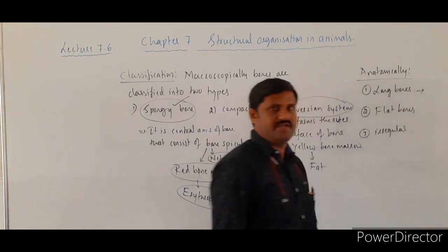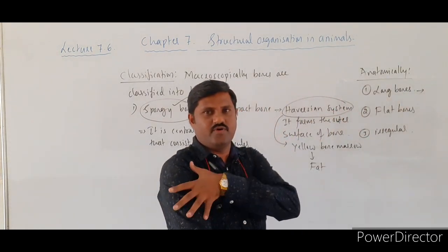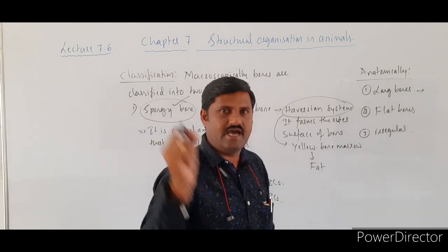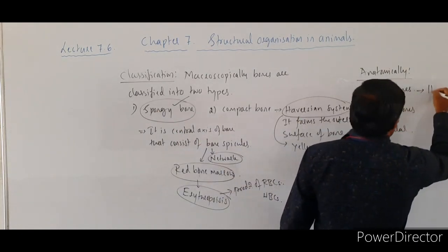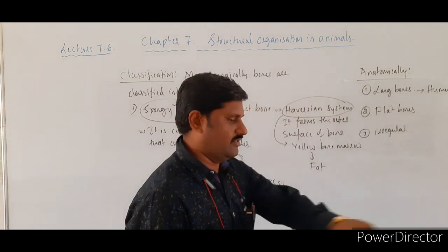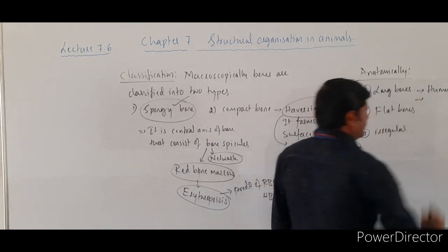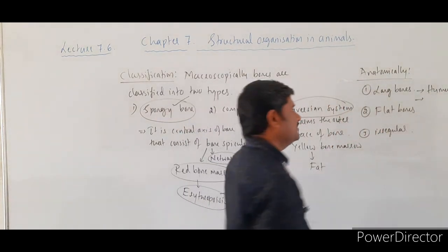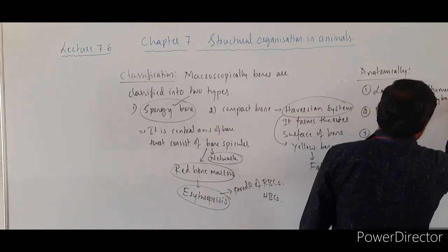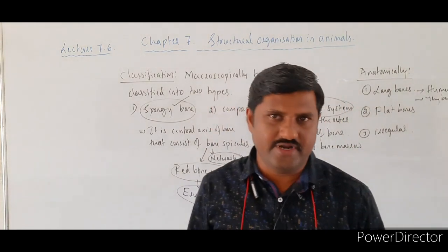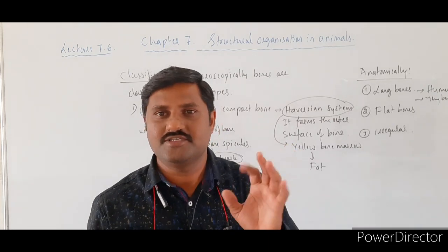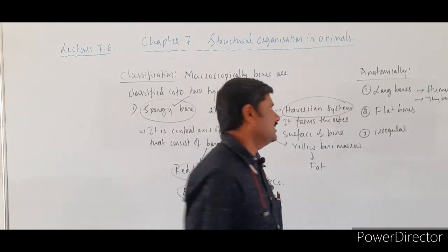Long bones, best example: in the upper part of the forelimb there is one bone, single and long, that is the humerus. And the second is the thigh bone, right? The thigh bone is the longest bone in our body. So the thigh bone as well as the humerus are long bones, as we consider, right?